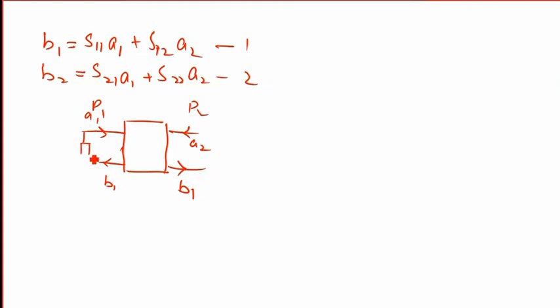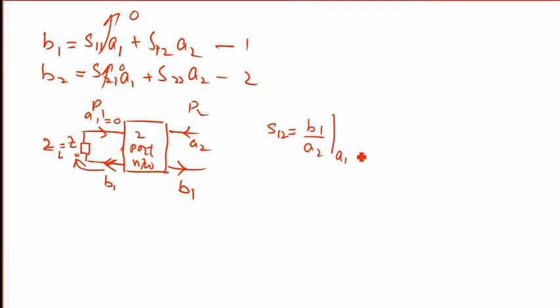So now instead of port 2, we terminate port 1 by the characteristic impedance ZL equal to Z0. So what will happen is that all the power going through this will be absorbed and there will be no reflection. So A1 will reduce to 0. When A1 reduces to 0, these terms become equal to 0. So S12 is equal to B1 by A2 when A1 is equal to 0, and S22 is B2 by A2 when A1 is equal to 0.